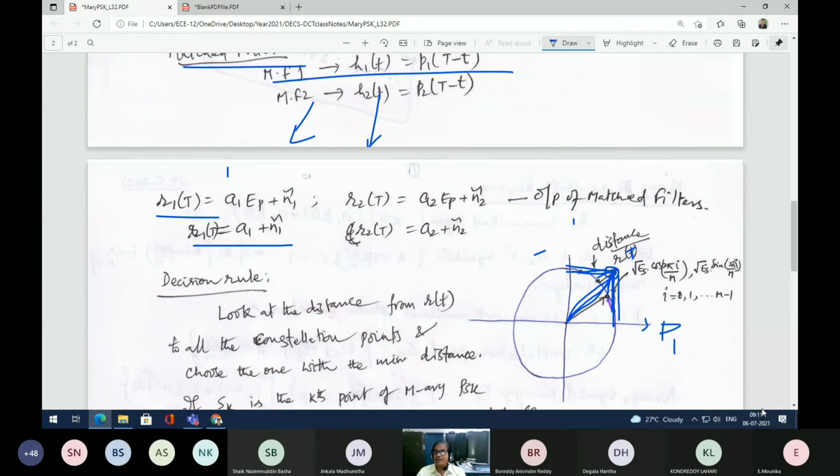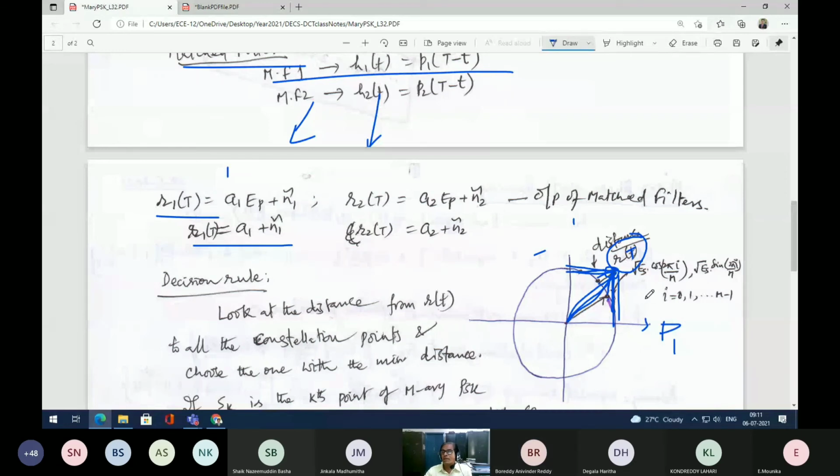In a similar way, having received this R of t, which is corrupted by noise, I'll find out the distances between the received signaling point and the points lying on the circle. Whichever has the minimum distance, the decision will be made corresponding to that particular signaling point. Is it clear?